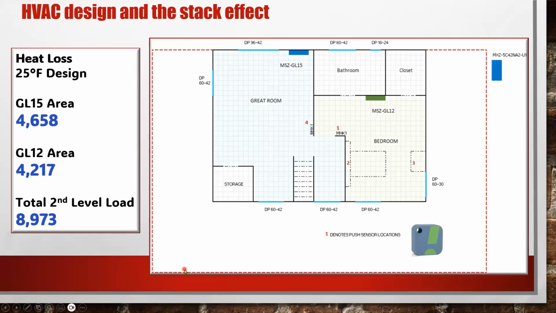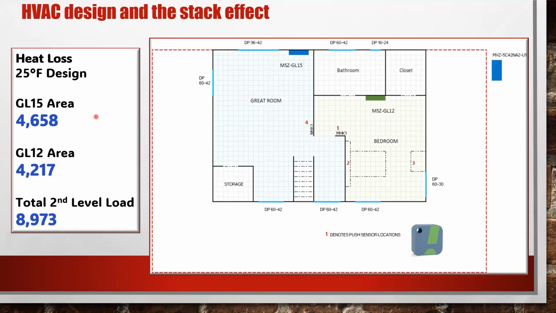This is a layout of the house in question. Master bedroom shown here on the right and the great room on the left. The master bedroom had the MSZ-GL12 and the great room a GL15. And I ran a heat loss calculation, which, I'm sorry to say, was not available for this home. At the time, when they designed it, they did not do an actual heat gain, heat loss.